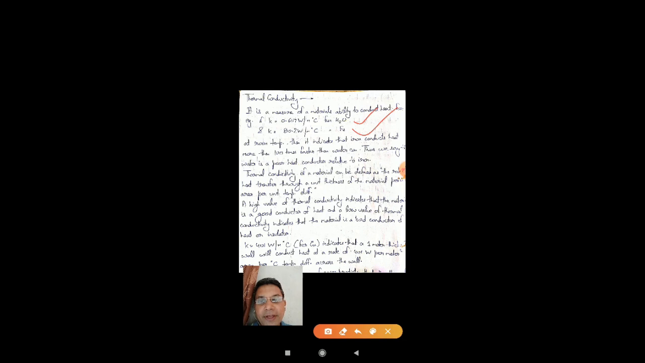So what does it indicate? It indicates that iron conducts heat more than 100 times better. As you can see from the difference between the two values, it is approximately 100 times. So iron can conduct heat approximately 100 times faster than water. On this data I can say that water is a poor conductor of heat relative to iron. Therefore, thermal conductivity of a material can be defined as the rate of heat transfer.